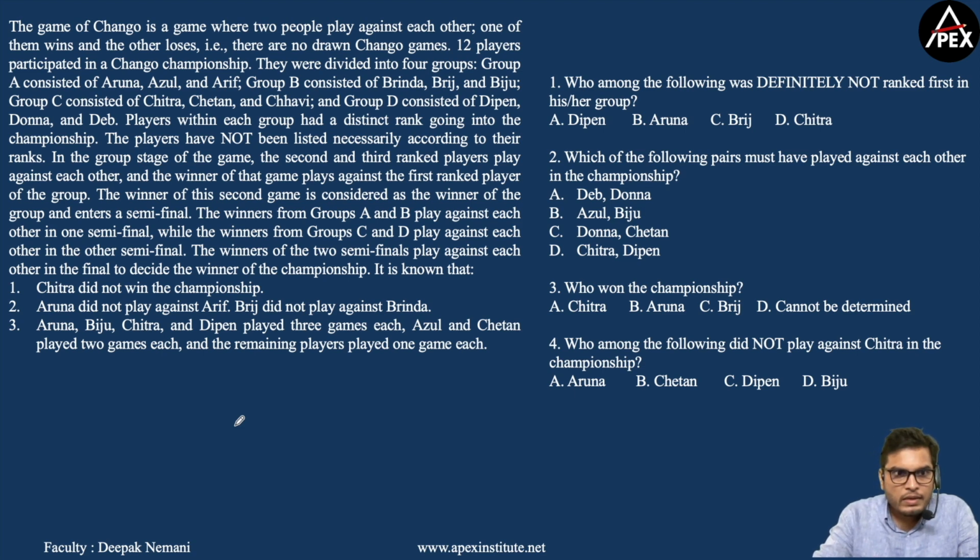The winners of the 2 semi-finals play against each other in the final to decide the winner of the championship. And it is known that Chitra did not win the championship, Aruna did not play against Arif, Briz did not play against Brinda, Aruna, Biju, Chitra and Deepan played 3 games each, Azul and Chetan played 2 games each, and the remaining players played 1 game each.